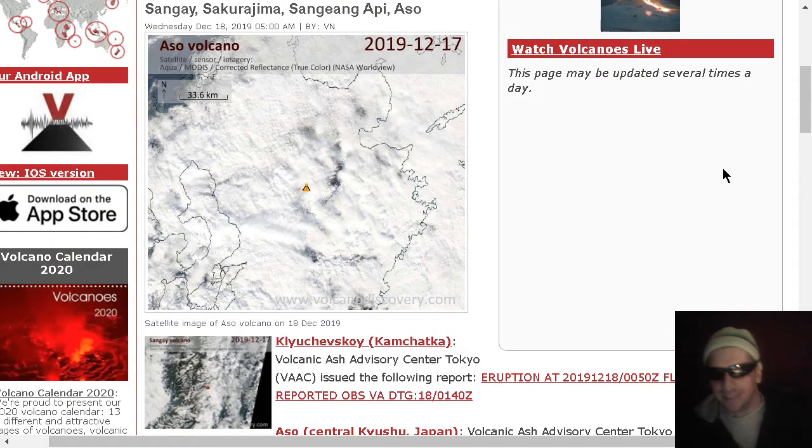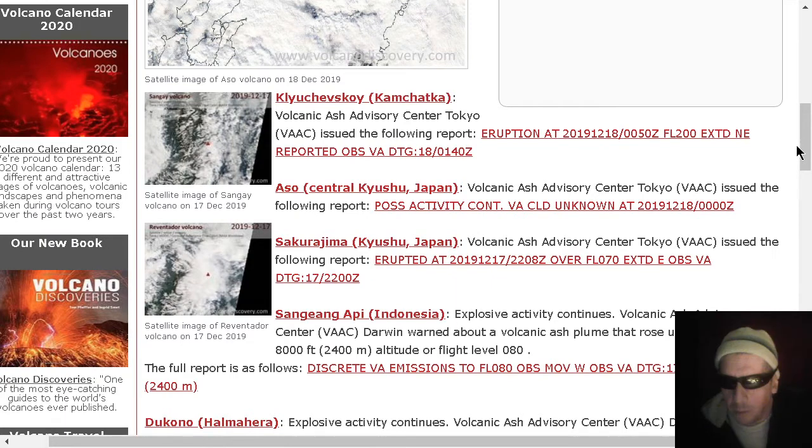Anyway, here's the volcano rundown. Kluchevskoye back on the list. Back to erupting, producing a 20,000-foot ash plume. And that one's very far north, folks. Can you say high-pressure atmospheric compression? Mount Aso, possible activity there.